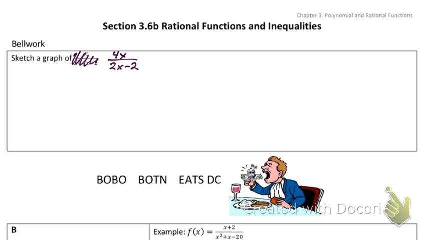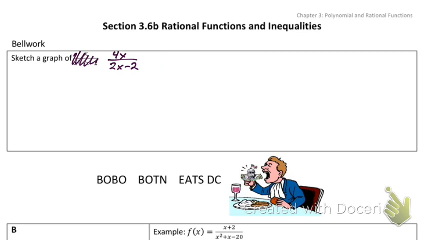All right, so we have 4x over 2x. That's what I'm looking for, my Bobo Botan. So 4x over 2x, that means we're going to eat DC. We're going to eat DC because the exponents are the same. We'll mark that. We'll eat DC.